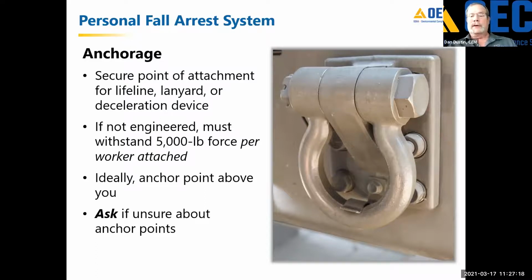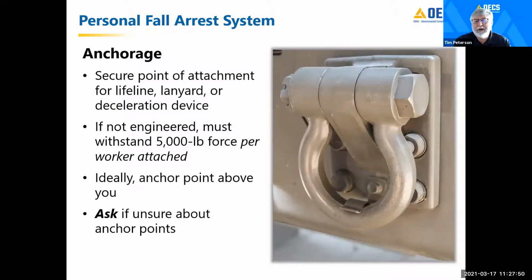In the case of the pre-engineered systems, typically they're set up, DBI Sala or Miller or some of the other systems, so that I can attach 2 workers to the system. Many of them are made of rope or webbing, and they are designed to be connected between 2 anchors and then tensioned properly so that they will arrest a fall by one or both workers. So if I have an engineered system, I'm allowed to drop that to 3,000 pounds.